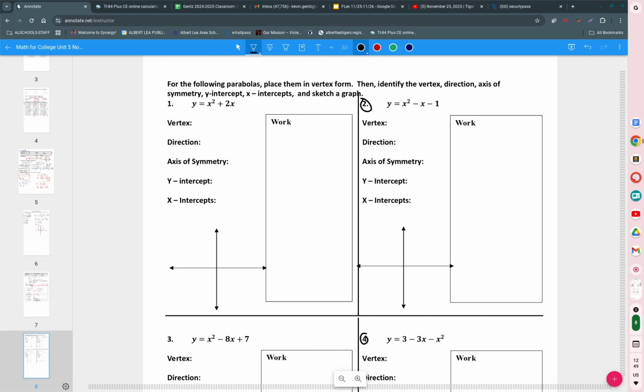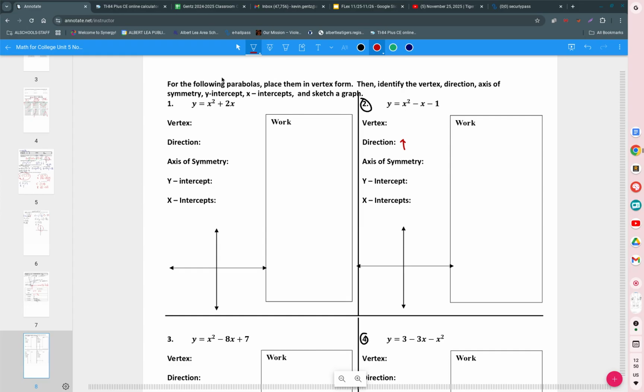We want to graph these parabolas and identify these important pieces. What is the easiest thing up here to identify with this parabola? Direction is what? It is up. Why? Because the x squared is positive. What's the next easiest thing to identify?